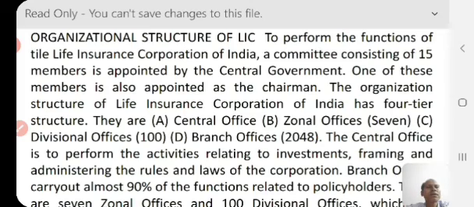In this class, we see the organizational structure of Life Insurance Corporation.